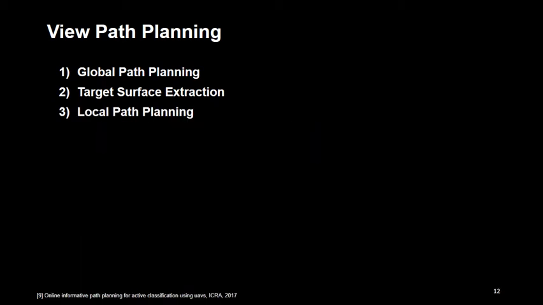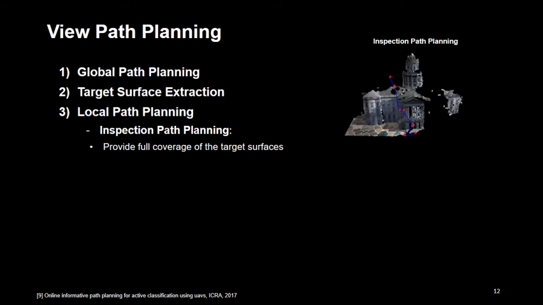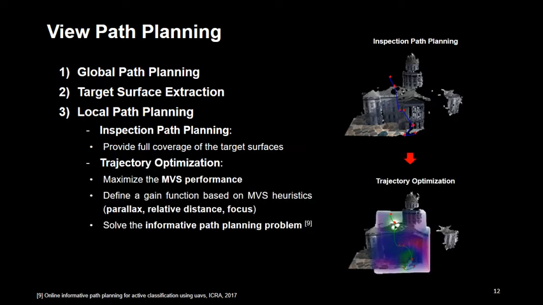The next stage is local path planning. It first determines an inspection path that provides full coverage of the target surface points. Then the inspection path is refined to maximize the performance of multiview stereo reconstruction. We define a gain function of a viewpoint for a target surface based on multiple heuristics, such as parallax, relative distance, and focus angle. Then our method finds an optimal path that maximizes the information gain while meeting a budget constraint. This problem can be solved by using the informative path planning algorithm.